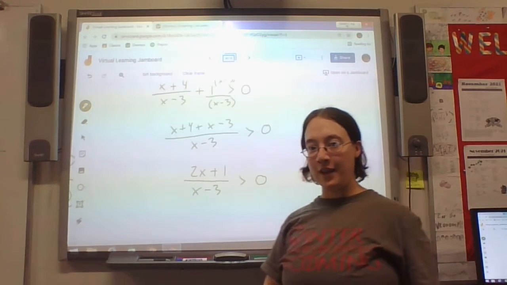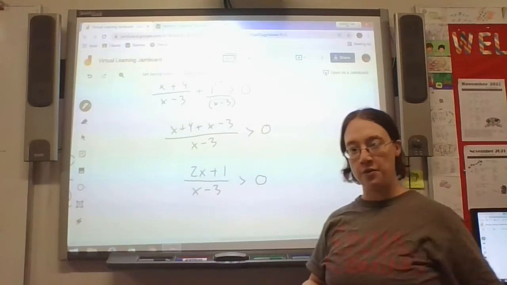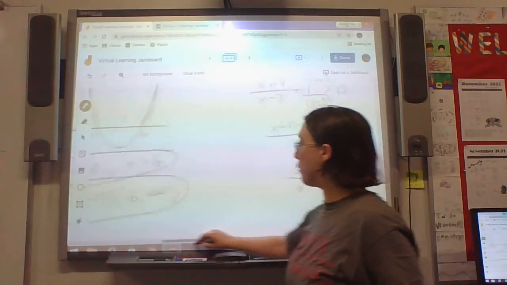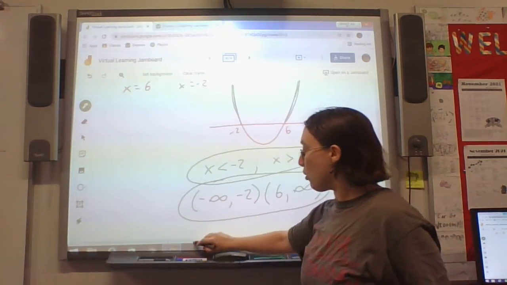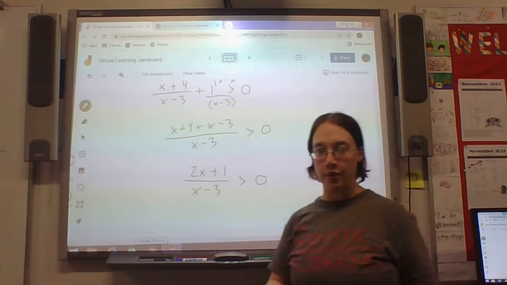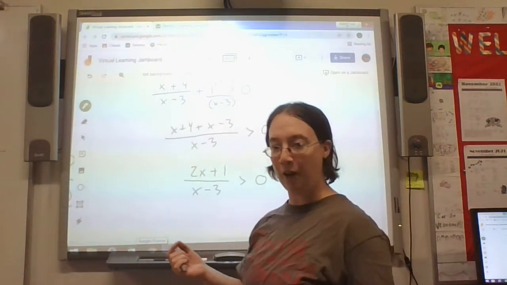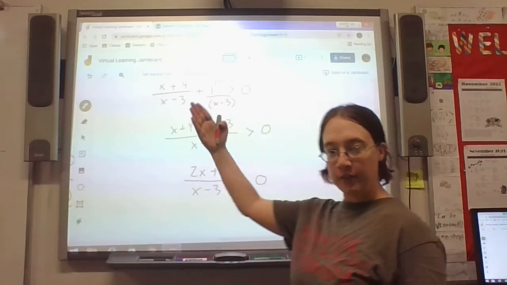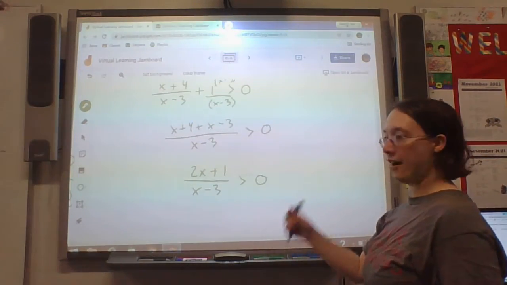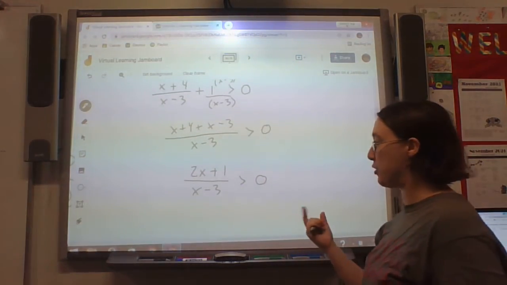Okay. And then again, what we're looking for here is we're looking for two things. We're looking for our x-intercepts, just like we were looking for over here, but we're also keeping an eye out for asymptotes, because those are the two options for where our rational function could be either changing from positive to negative or negative to positive. It could be an x-intercept or it could be an asymptote.